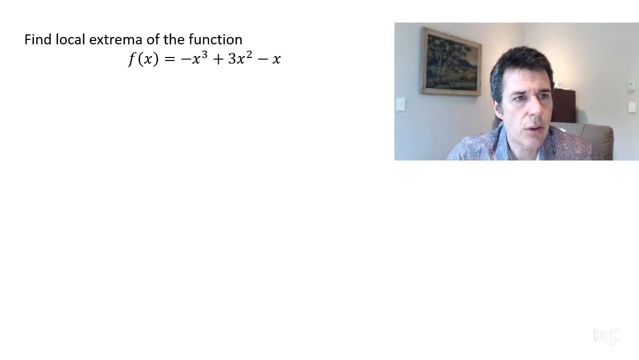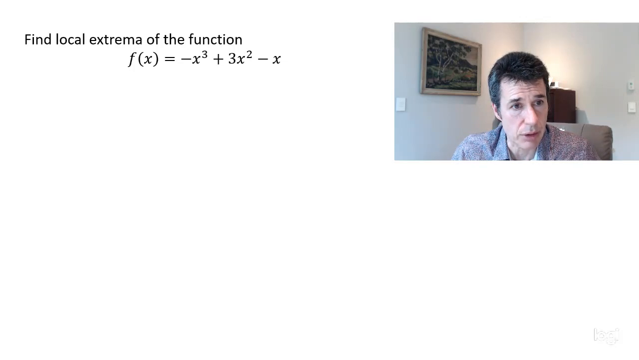In this video, I'm going to find local extrema of the function f of x equals negative x cubed plus 3x squared minus x. So the way we're going to do this is find the critical numbers of this function, and then we are going to take the second derivative and check the sign of the second derivative. So we take the first derivative to find the critical numbers.